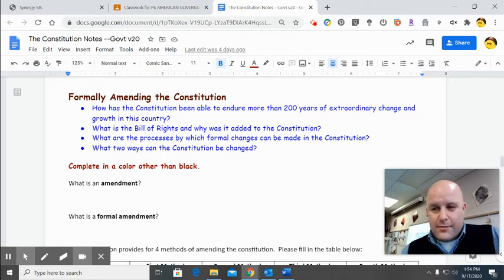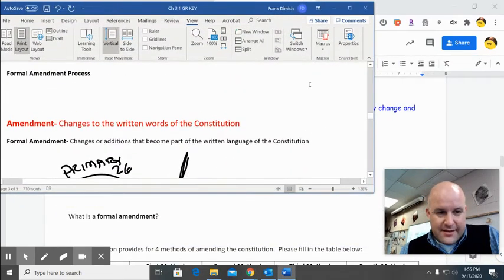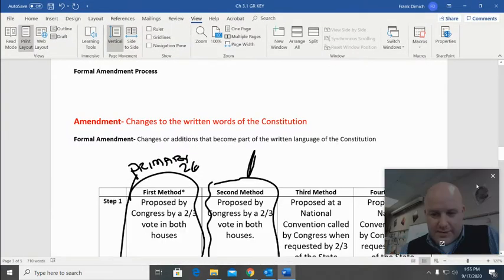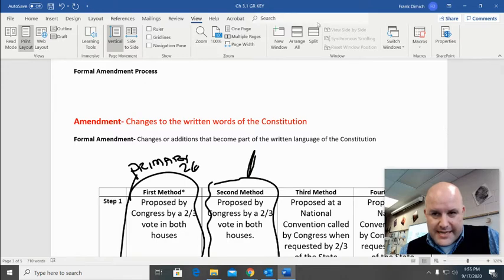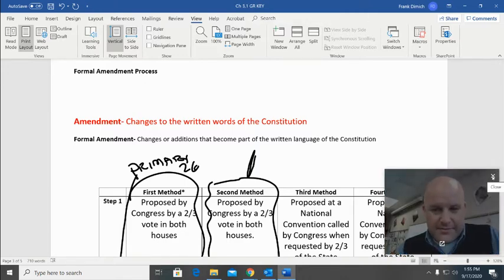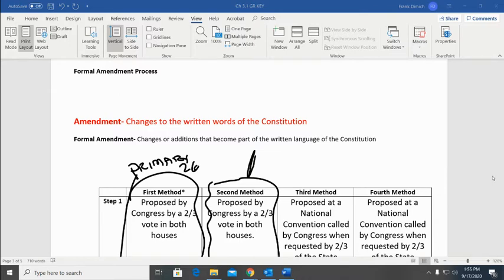So we need to look at what's an amendment, first of all. What is an amendment? Basically, it's a change to the written words of the Constitution. The formal amendment is changes or additions that become part of the written language of the Constitution.